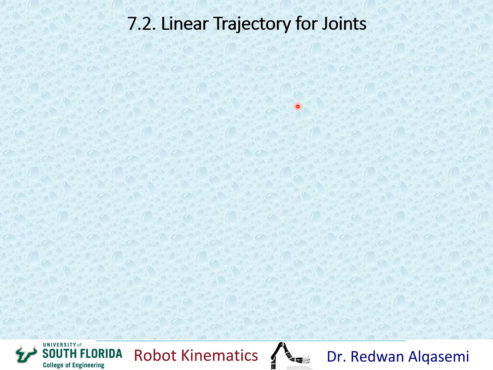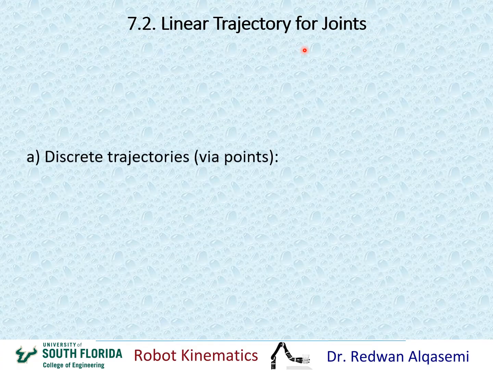In this course, we're going to talk about only linear trajectories. We're not going to talk about polynomial trajectories. So in this slide, I'm going to cover joint trajectories. That's in the joint domain, not in the Cartesian domain. So this is linear trajectory for joints.